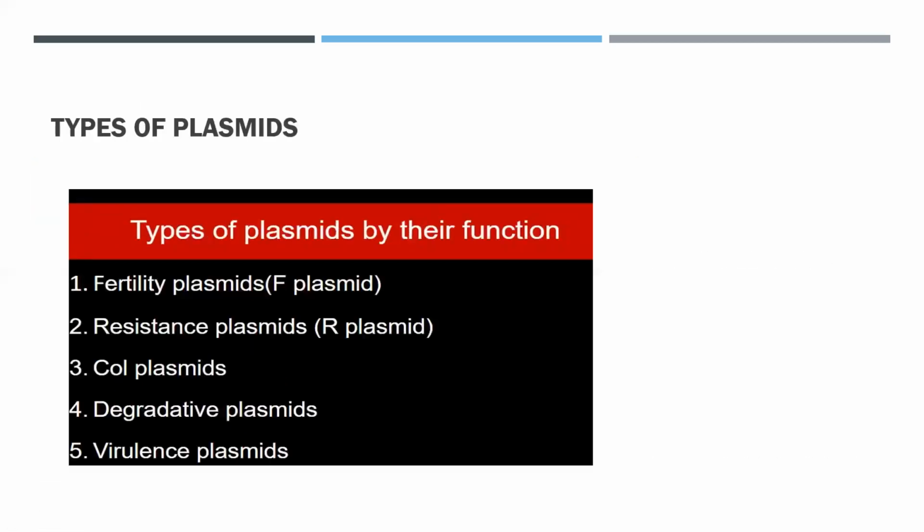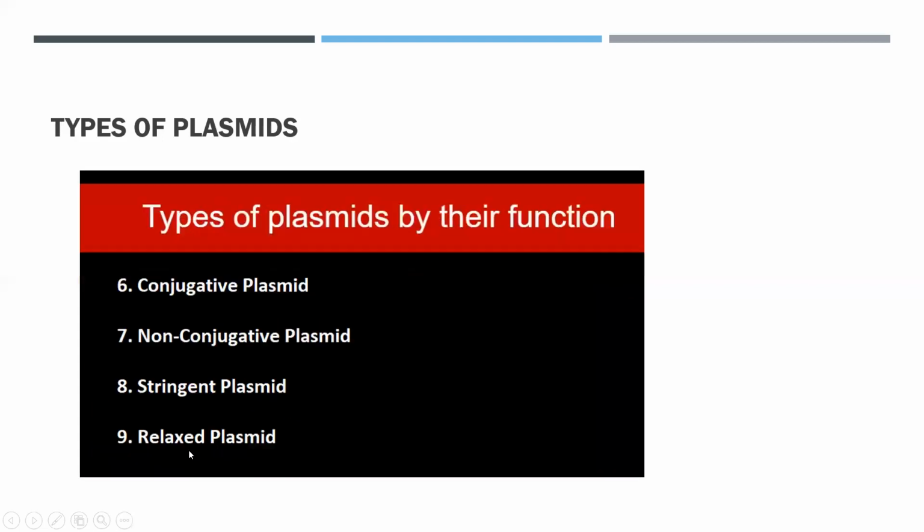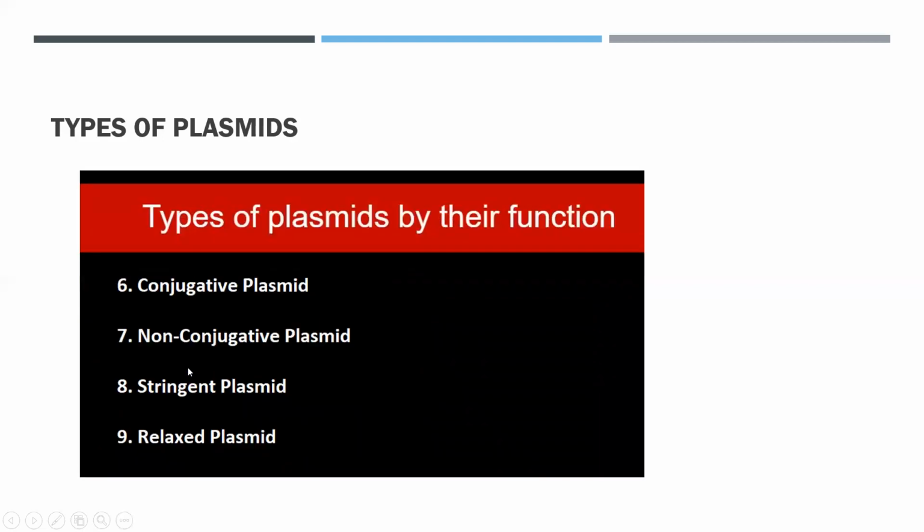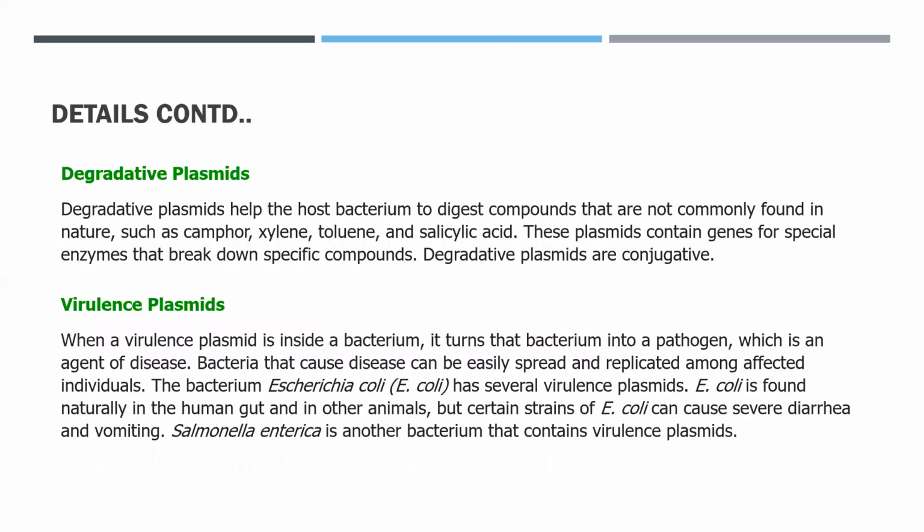First one is fertility plasmids or F plasmid. Next one is resistance plasmid or R plasmids. Third one is Col plasmids. Next, degradative plasmids. Fifth one is virulence plasmids. Next, conjugative plasmid, non-conjugative plasmid, stringent plasmid, relaxed plasmid. Don't confuse. This is a resistance plasmid. This is a relaxed plasmid. This is a conjugative plasmid. This is a non-conjugative plasmid. Next.